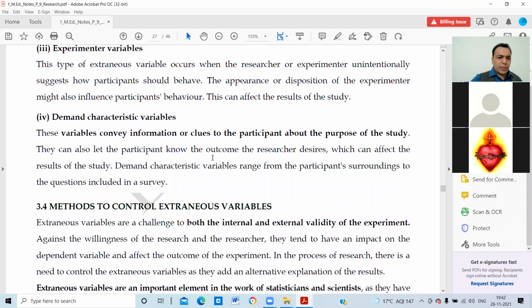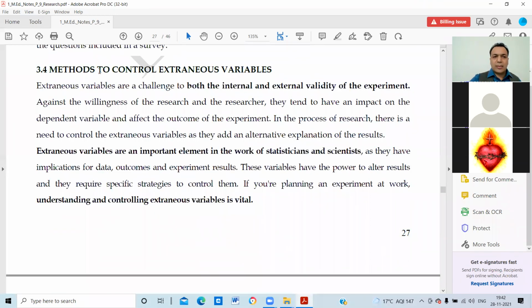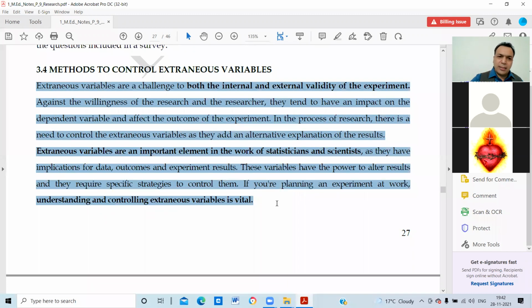So all these things I have explained. So what are the methods to control the extraneous variable? Extraneous variable is very important. Otherwise, extraneous variable can change the internal and external validity of the experiment. And even due to some mistake, if we don't consider it firstly, that mistake, that problem can change the whole experiment. So you have to look at the extraneous variable.